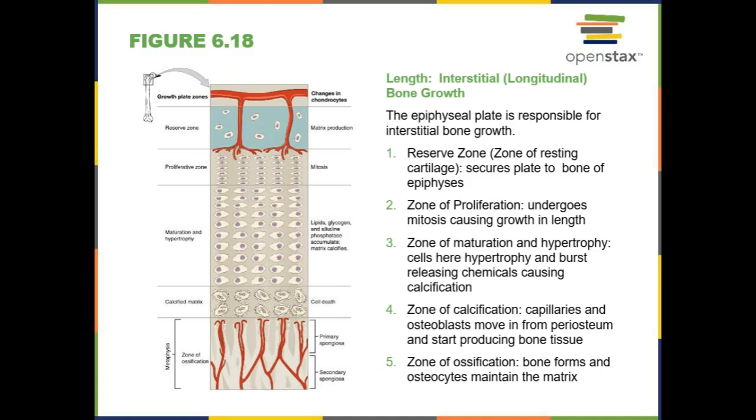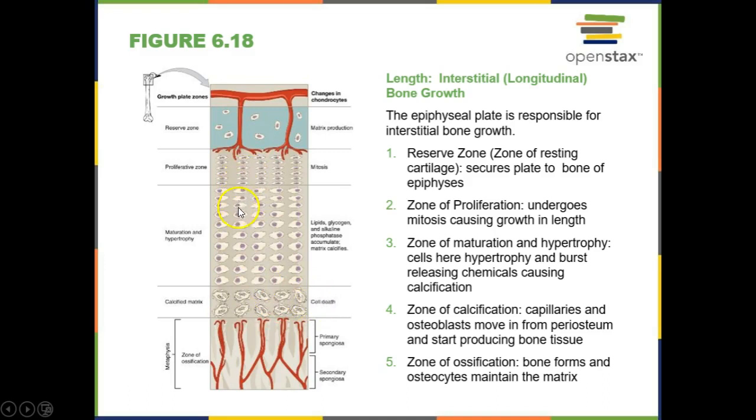Then next comes the zone of proliferation. So here's that zone of proliferation. And in this area, we're going to undergo mitosis. So these cells undergo mitosis very rapidly. The next area is called the zone of maturation and hypertrophy. So in this zone, we have a lot of cartilage cells, chondrocytes, that will hypertrophy, get large, and as they get large, the cartilage cells burst, causing this region to start to calcify. So down here we have the zone of calcification.